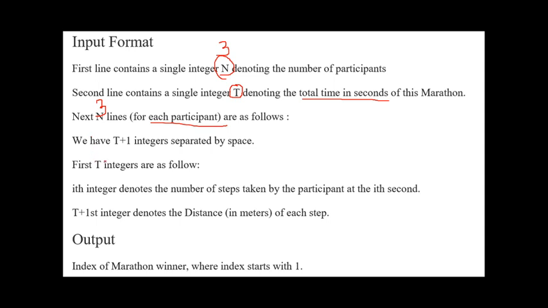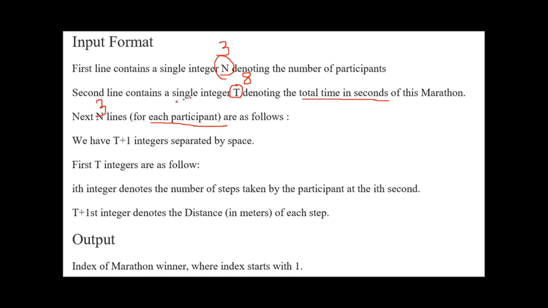And how is this data given? We have t plus 1 integers separated by a space. What does this t indicate? T denotes the total time in seconds. Let me assume the total time is 8 seconds. If the total time is 8 seconds, what should you know? Where are the players throughout these 8 seconds? Only when you know their positions, you will be able to say which person is leading.